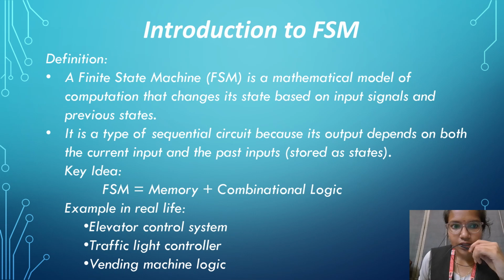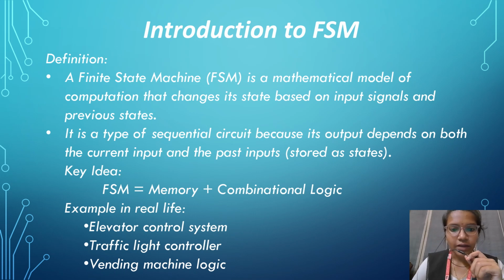Introduction to FSM. Definition. A finite state machine is a mathematical model of computation that changes its state based on the input signals and previous states. It is a type of sequential circuit because its output depends on both the current input and the past inputs, which are stored as states. The key idea of FSM is memory plus combinational logic. Examples in real life are elevator control system, traffic light controller, vending machine logic. In these, we use FSM.